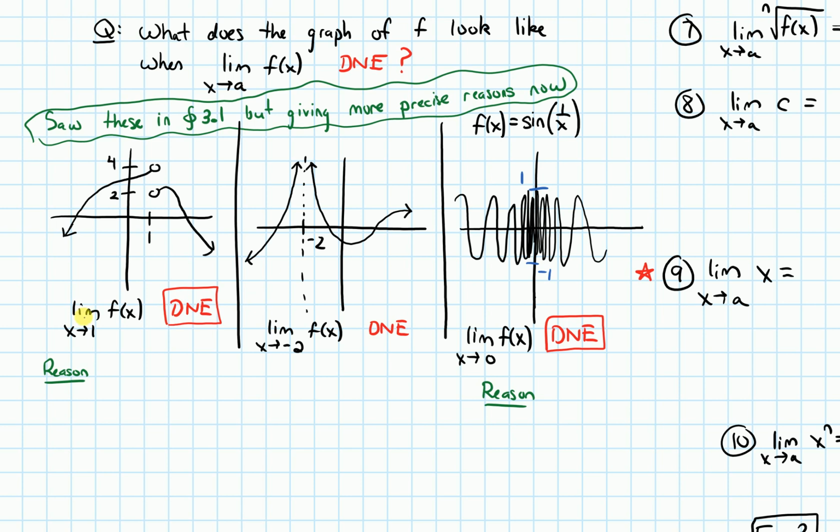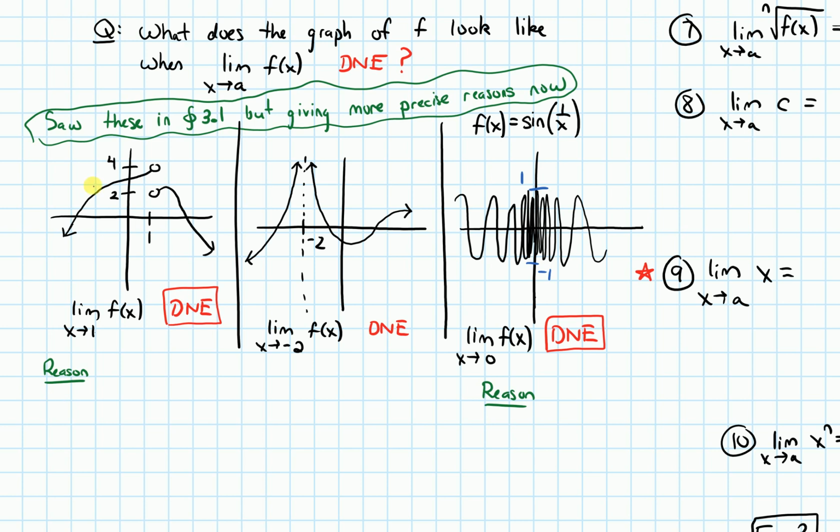So the first one is x gets close to 1, and the second graph as x gets close to -2, and in the third graph as x gets close to 0. All of these were DNE. All of them didn't exist. Okay, but let's just recap the reasons now that we have this framework of the left hand and the right hand limits, to be a little bit more precise.